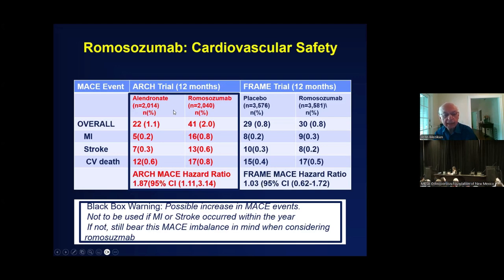On the other hand, comparing Romo against alendronate in the ARCH trial, you see a numerical imbalance for all MACE effects and individually for the individual MACE effects, with the hazard ratio now 1.87 and the confidence interval doesn't cross 1.